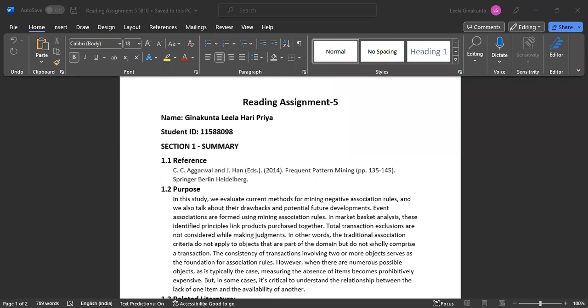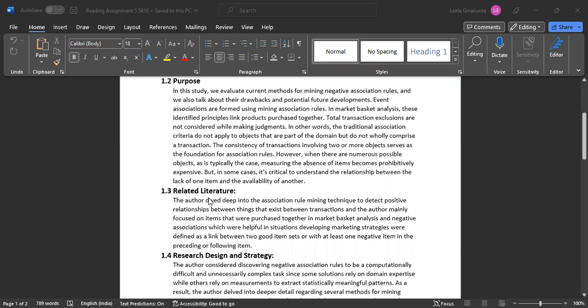Today I'm going to give an overview of my reading paper 5, which is on negative association mining. I have taken this reference from C.C. Agarwal and J. Han. Coming to the purpose, in this study, we evaluate current methods for mining negative association rules, and we also talk about their drawbacks and potential future developments.